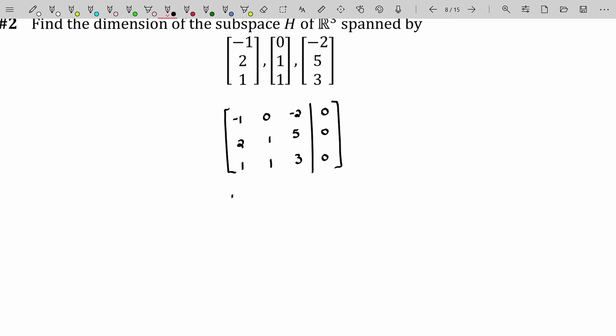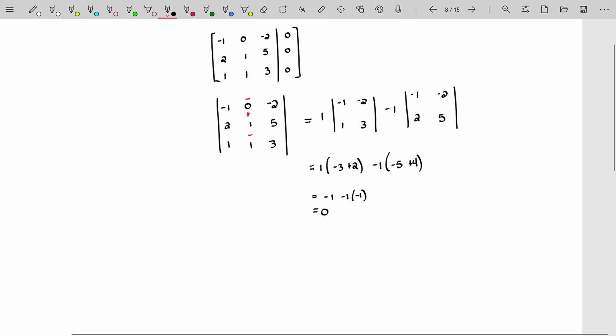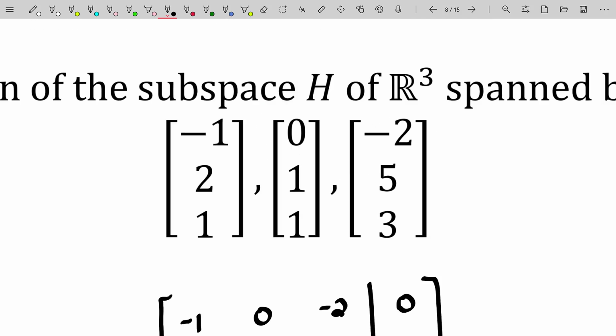is to place them in a matrix and take the determinant of that matrix. If that determinant is equal to 0, you immediately know the matrix A is not invertible and that its rows form a linearly dependent set, and so do its columns actually. And this is what I'm going to do. So we get that the determinant of this matrix is 0, which means that these vectors are linearly dependent.